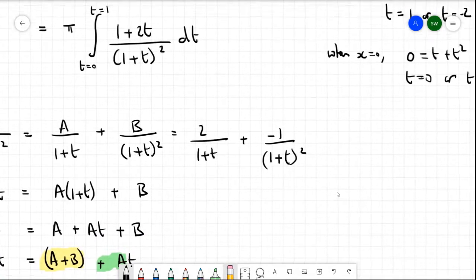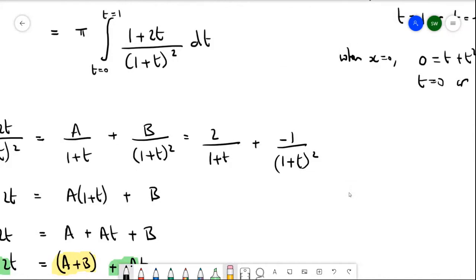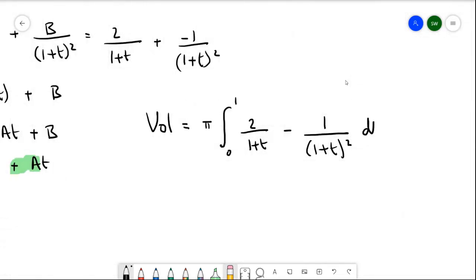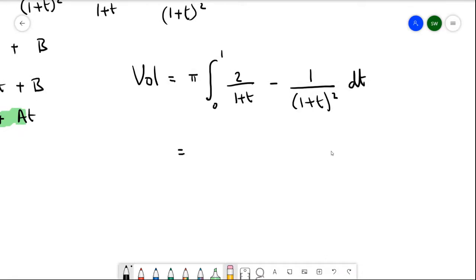So let's go back to our integral then. We can replace this fraction with these two partial fractions. So our volume is equal to pi times the integral from 0 up to 1 of these partial fractions. I'm going to write that as minus 1 on the numerator, but it doesn't matter if you kept the -1 on top there. Okay, and then to integrate this, let's go to square brackets.